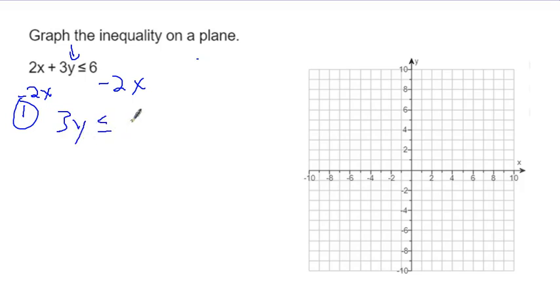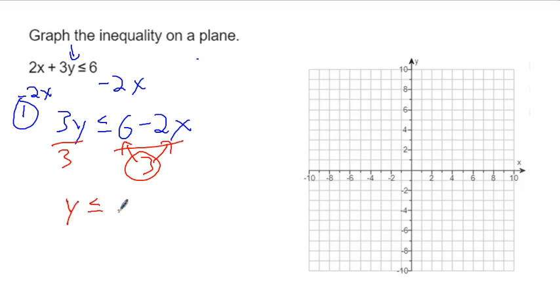I get 3y is less than or equal to 6 minus 2x. And then we divide by 3 on both sides. And remember, we did this before with equations, so it's going to work the same way here. That 3 has to divide into both of these terms. And so we're going to get y is less than or equal to 6 over 3 minus 2x over 3. I guess I should have just simplified this one right away as well. So we have y is less than or equal to 2 minus 2/3 x. All right, so that's step 1.